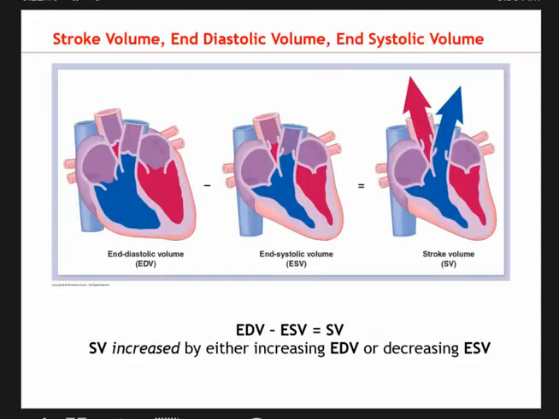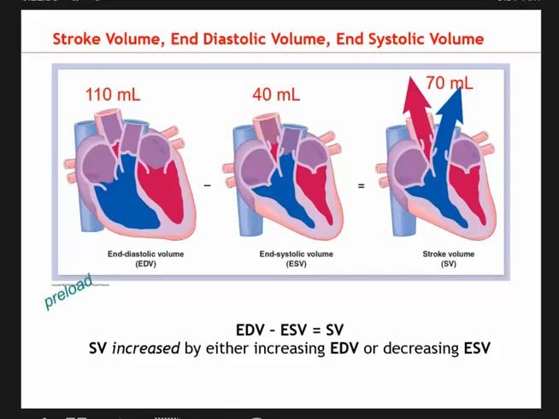One more picture here that shows these three variables together. Before contraction, let's say we had 110 milliliters of blood. And then in end systolic volume, we have 40 milliliters that was left over. That's going to give us 70 milliliters of blood that was pumped out. So stroke volume is 70 milliliters.